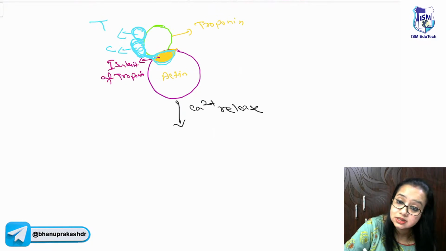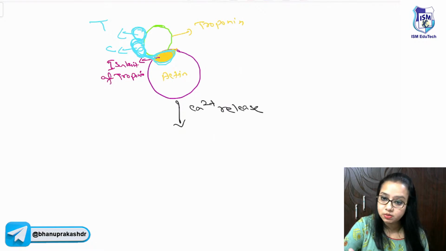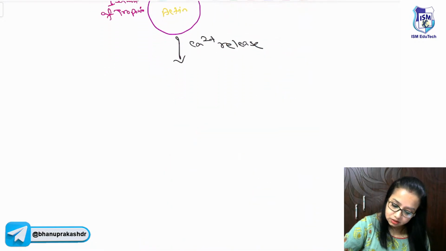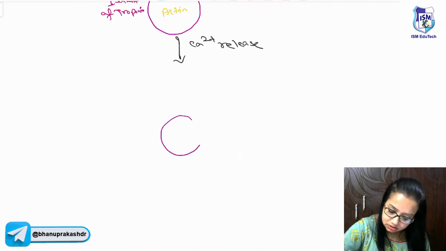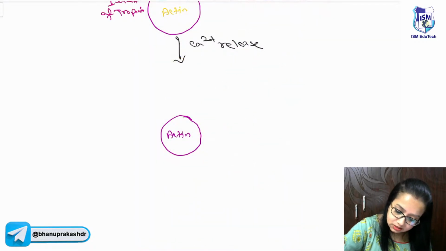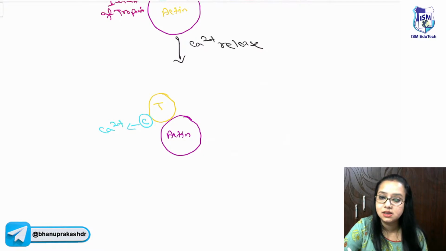We know the C subunit of the troponin is for the calcium to bind, right? So now what will happen is, again let us draw. This is our actin and say this is our troponin and the subunit C now binds with the calcium.